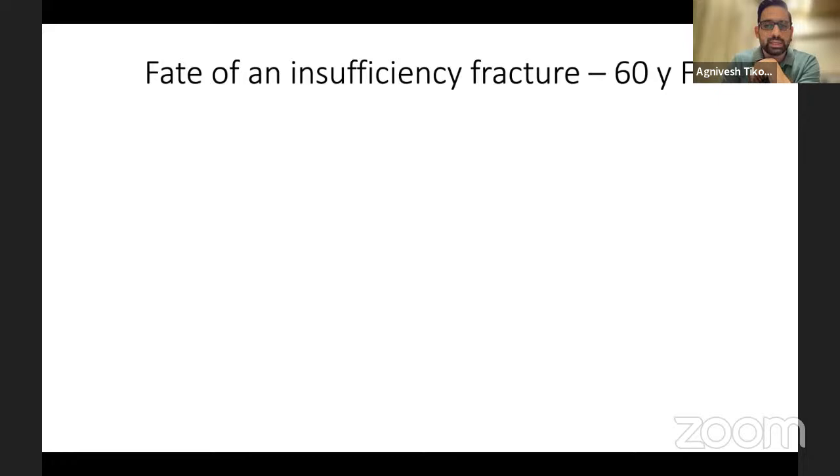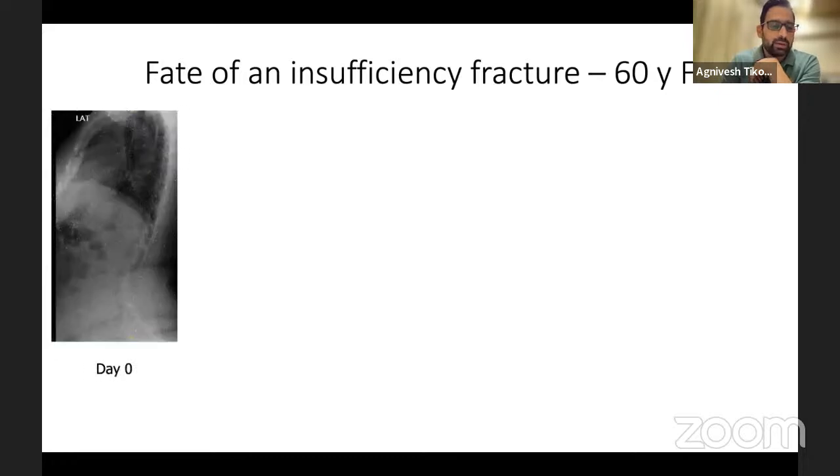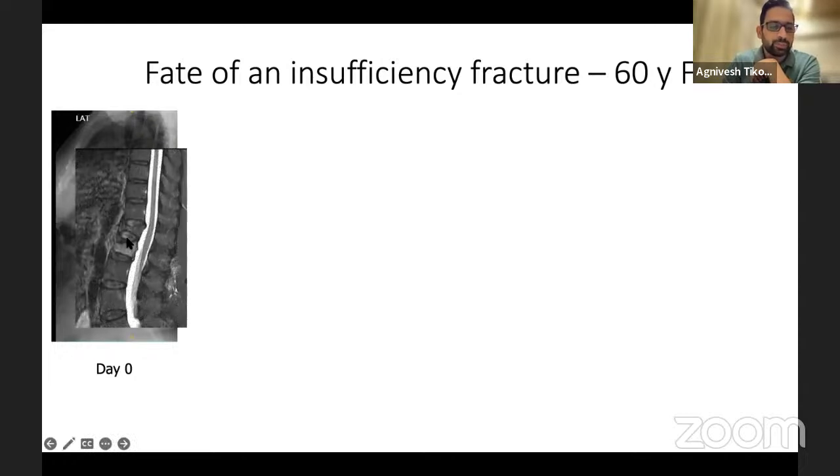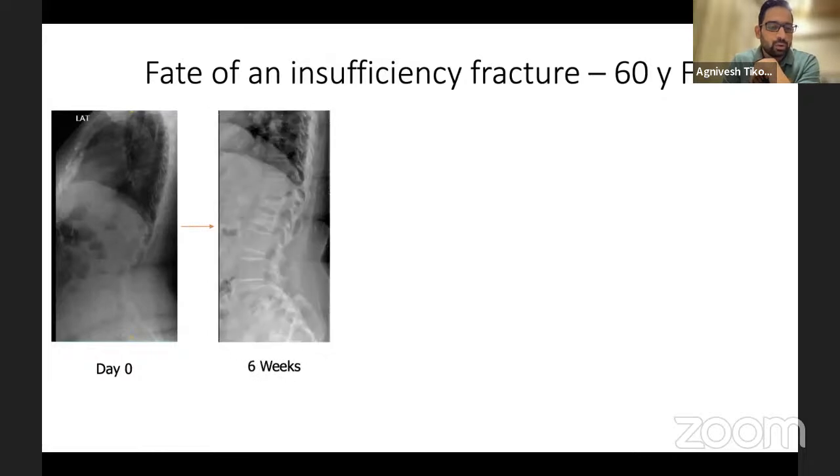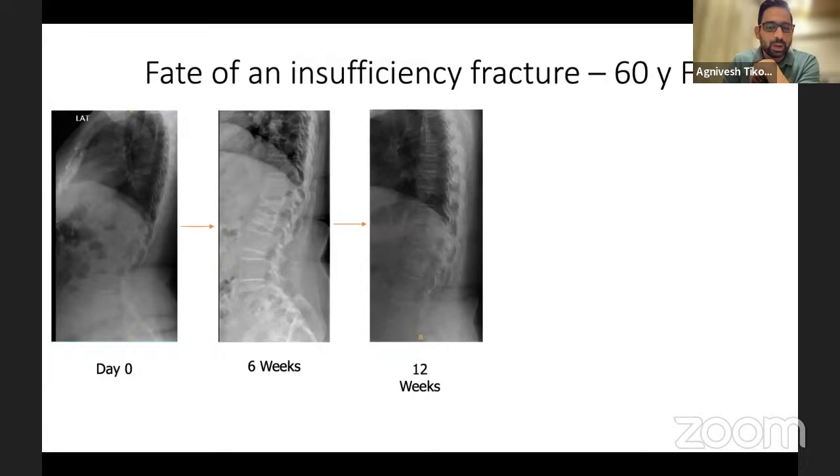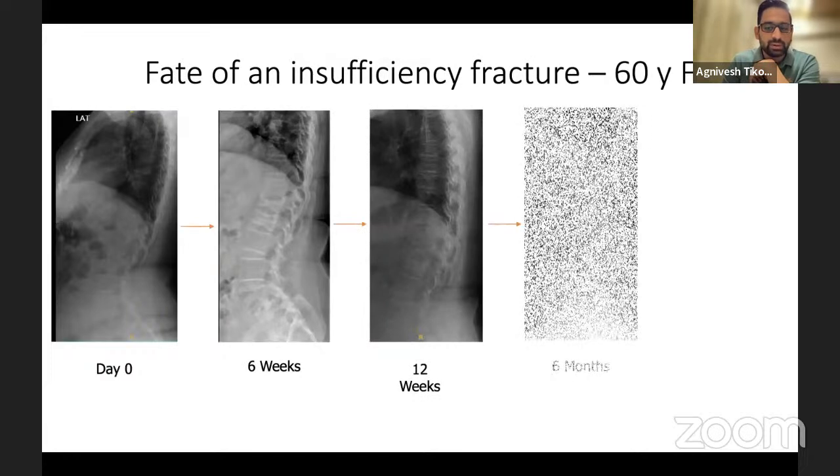Let's have a look at this 60-year-old female who had a trivial fall and had these 2 fractures in the spine, which you can see over here. The MRI shows that this one, which was looking bad on the X-ray, is actually the old fracture, and the lower one is the new one because that is showing marrow edema. So you see over a period of 6 weeks, 12 weeks, the other fracture collapses.